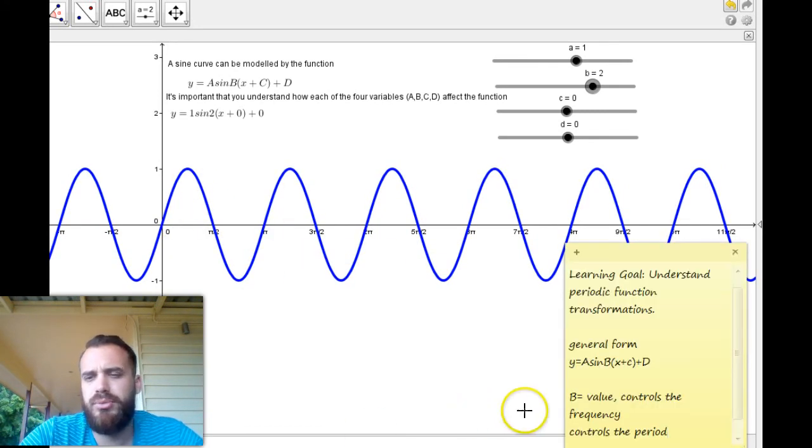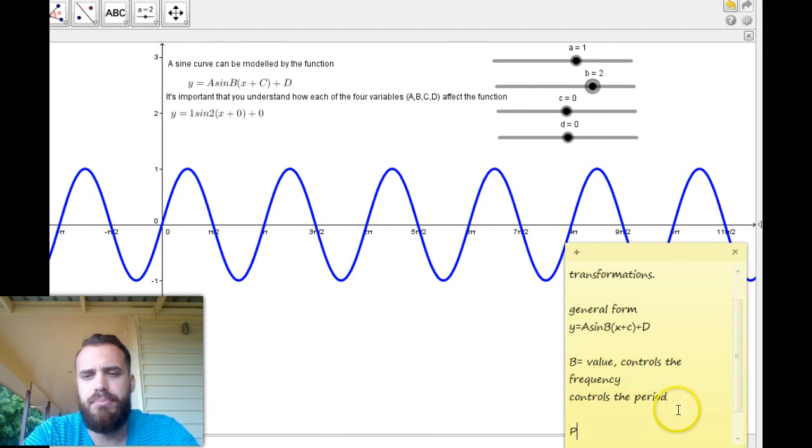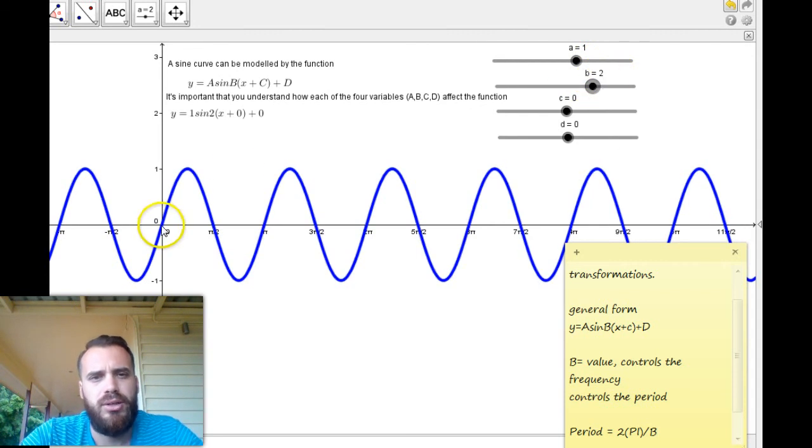There's actually a formula that we can use here. The period is equal to 2 pi divided by b. So in this particular case, the period is equal to 2 pi divided by 2. That's our b value. And 2 pi divided by 2 is simply pi, which we can see is what our period is here. Okay, so that's what B does.